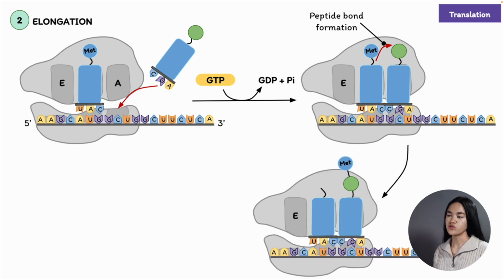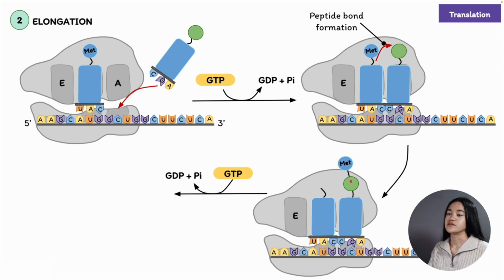An rRNA molecule of the large ribosomal subunit catalyzes the formation of a peptide bond between the carboxyl end of the growing polypeptide in the P site and the amino group of the new amino acid in the A site. This step removes the polypeptide from the tRNA in the P site, and it's going to attach it to the amino acid on the tRNA in the A site. That's the second step.